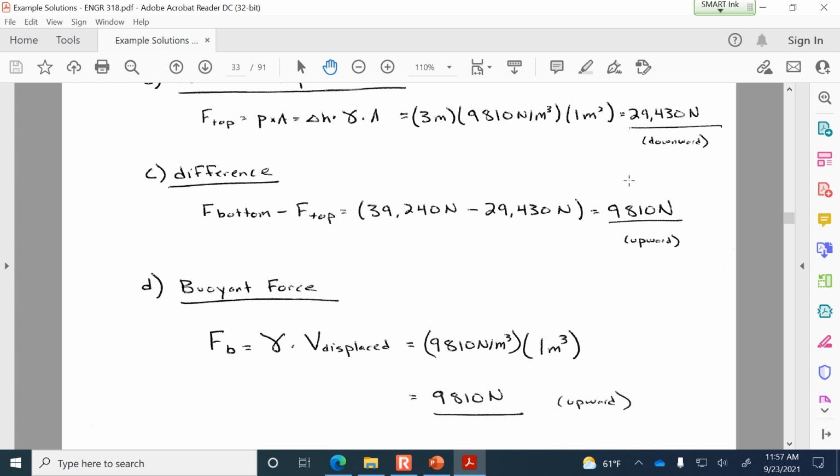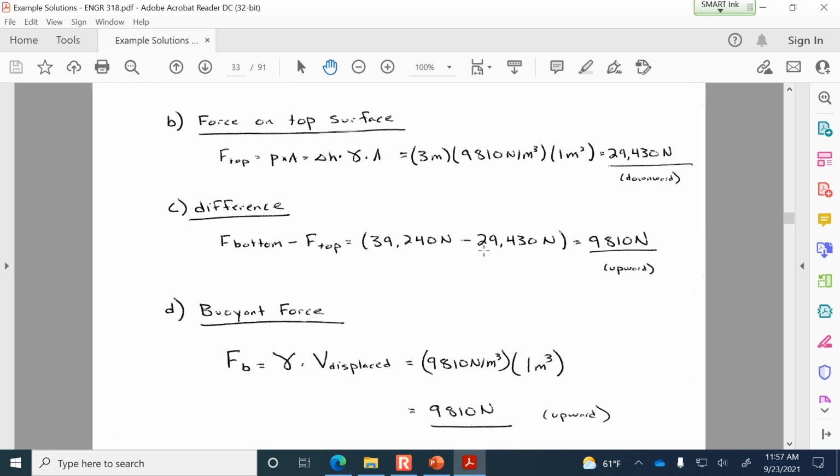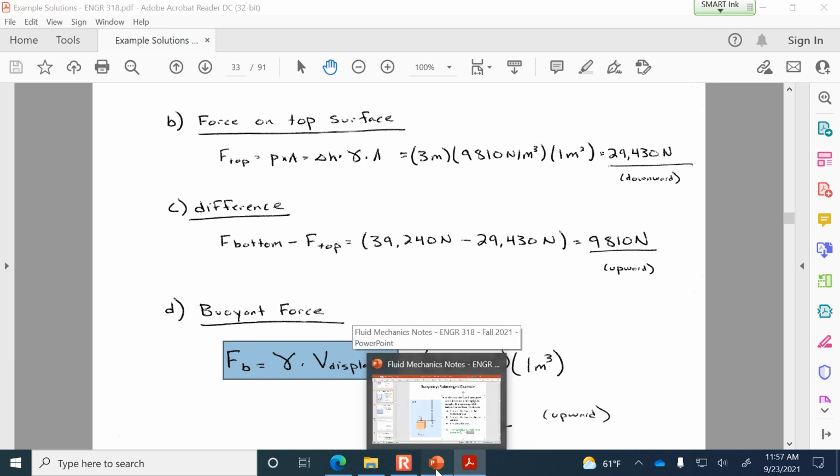So you could calculate it instead of having to compare the forces on the top versus the forces on the bottom. As long as you just know the volume of the cube or whatever the object is, if you find its volume that's underneath the water level, then that's the buoyant force. So buoyant force, this is a generalized formula. Buoyant force is the unit weight of the fluid and then the volume of fluid that's displaced by the object.